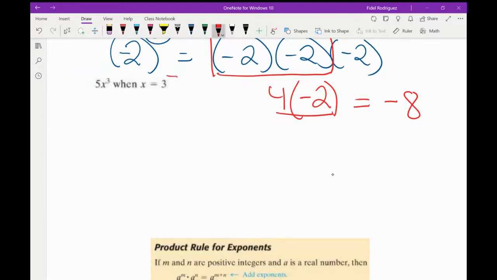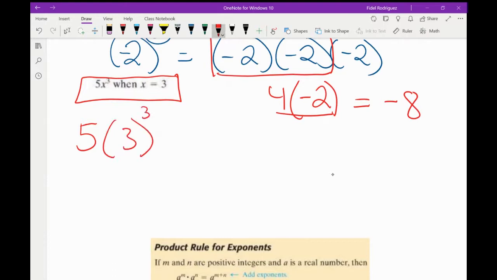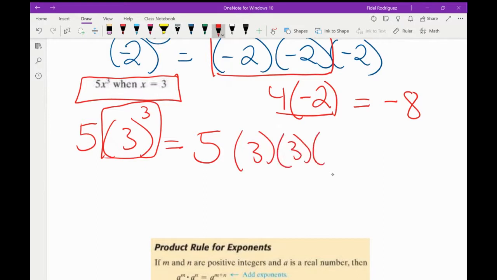All right, so I'm going to do the next one here. It says 5x to the third and x equals 3. So I'm going to write 5, I'm going to put parentheses, 3 to the third. Okay. Now again, I'm going to deal with my exponent part first. So I'm going to leave my 5 alone, and I'm going to write down the number 3 in parentheses 3 times. Okay. So guys, notice I don't even have any negatives here, so I don't have to worry so much about that part.